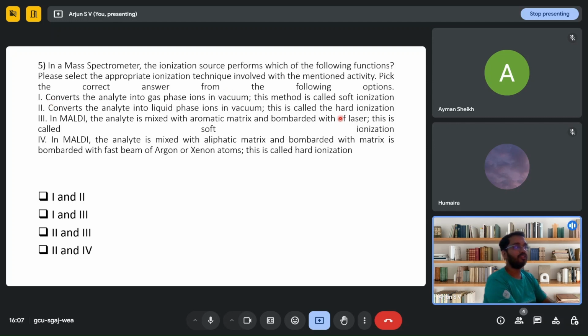So soft ionization converts the analyte into gas phase ions in vacuum. Hard ionization converts the analyte into liquid phase ions in vacuum. And soft ionization is in MALDI, the analyte is mixed with aromatic matrix and bombarded with a laser. Fourth option is in hard ionization, MALDI, the analyte is mixed with aliphatic matrix and bombarded with matrix. Is bombarded with a fast beam of argon or xenon atoms. This is called hard ionization.